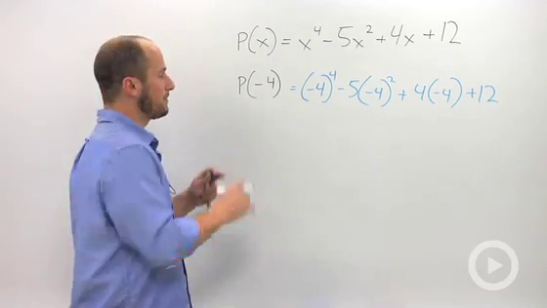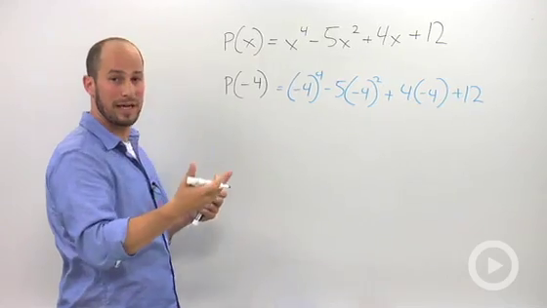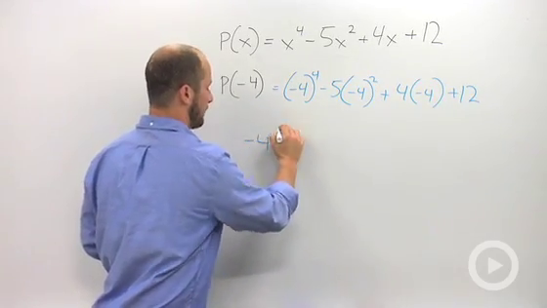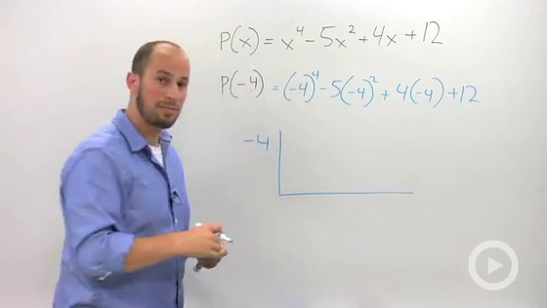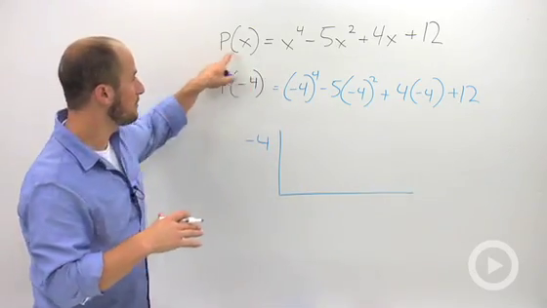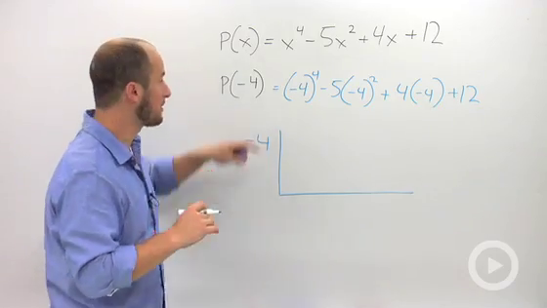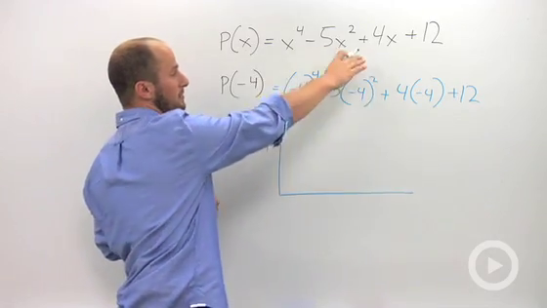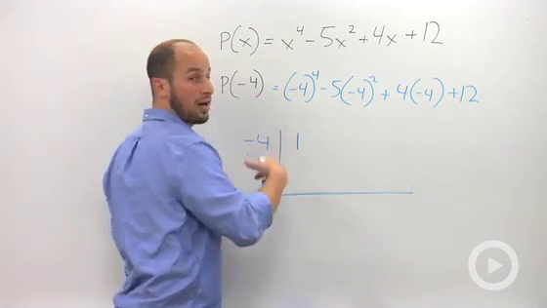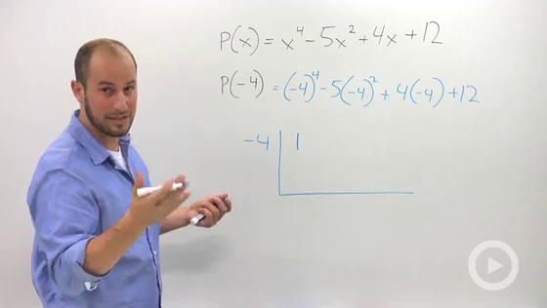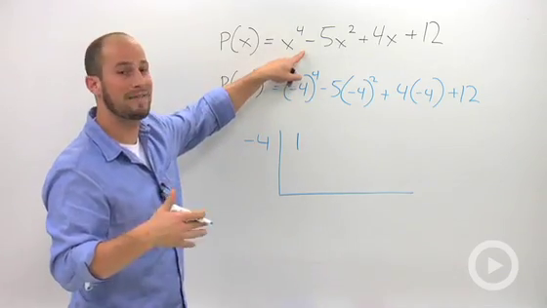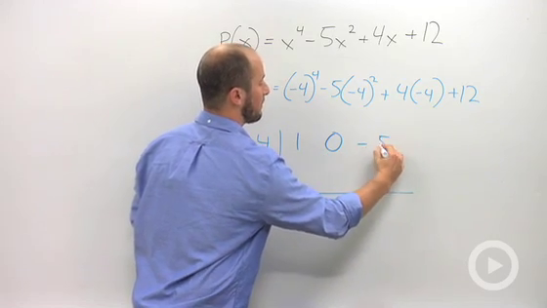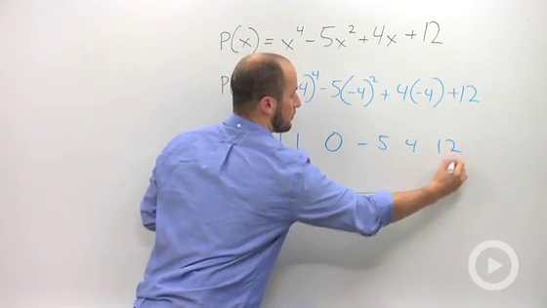So what we do is we take the number that we're trying to evaluate, negative 4 in this case. That's going to go outside of our synthetic division bracket. Draw your bracket and continue with the synthetic division process. Write the coefficients of our function in descending order, making sure that all of our degrees are taken care of. For this particular case, we don't have an x cubed term, so we need to put in a 0. So 0, negative 5, 4, and 12.